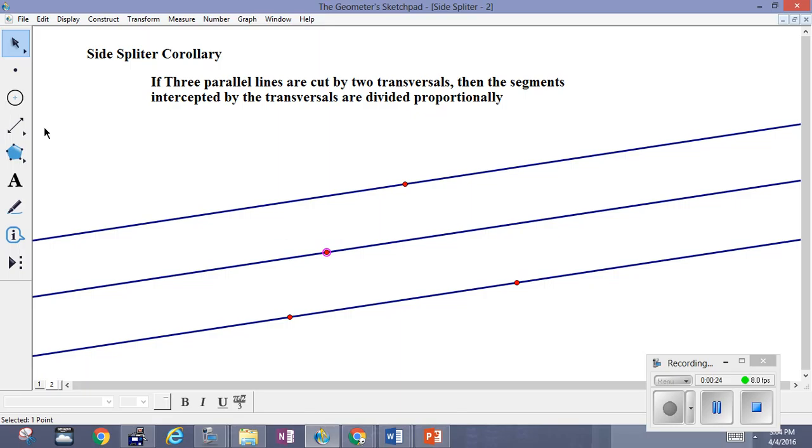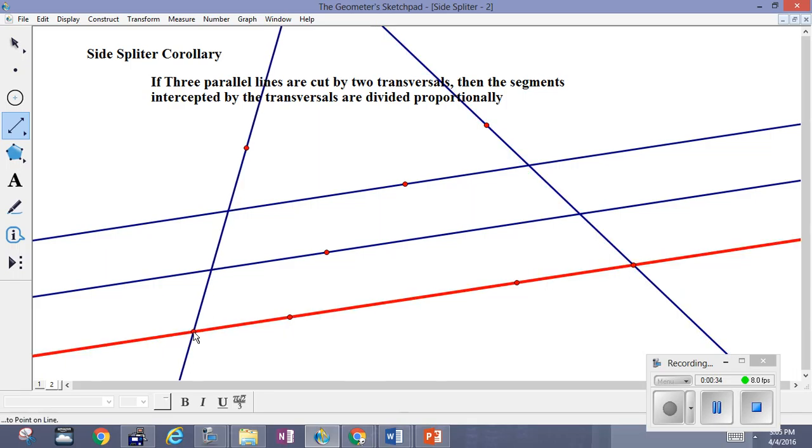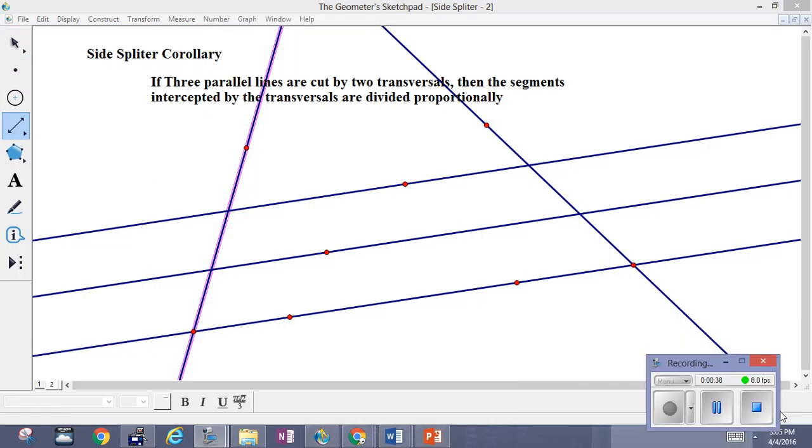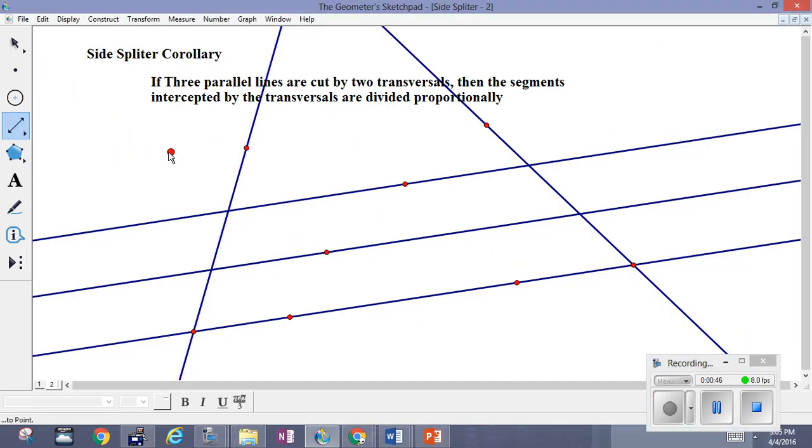And what I'm going to do is take these three parallel lines and cut them by two transversals. So here we are cutting them by two transversals. Now what I want to do is mark these points of intersection with the transversals. So I select my transversals and let's mark off the points of intersection.